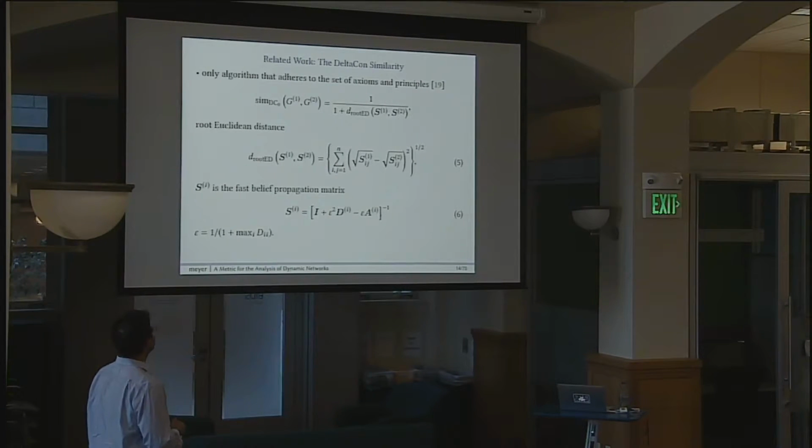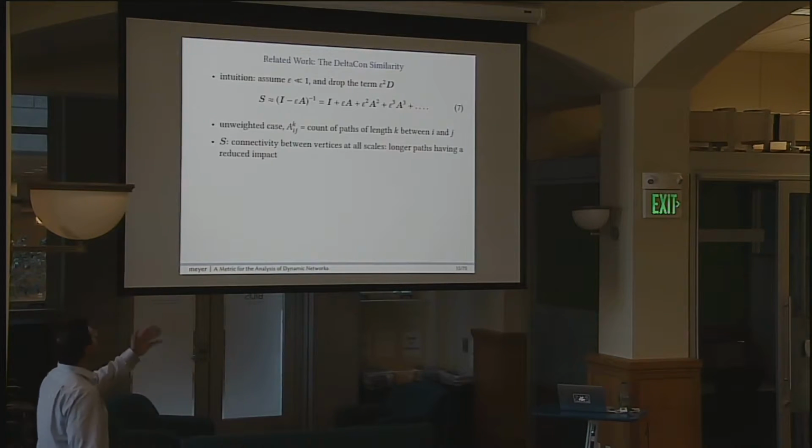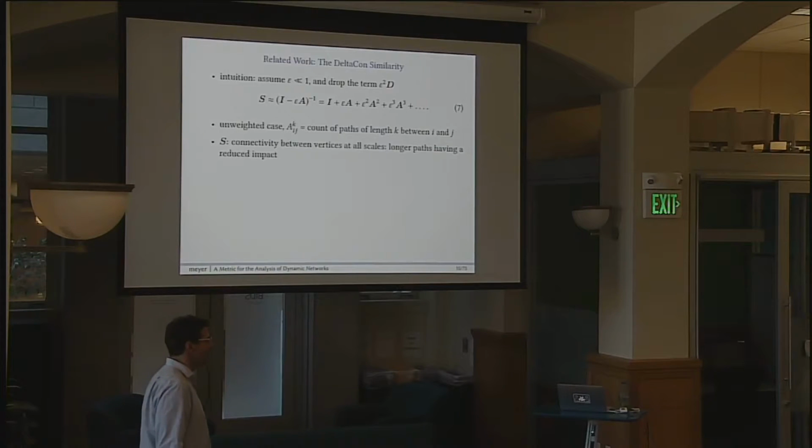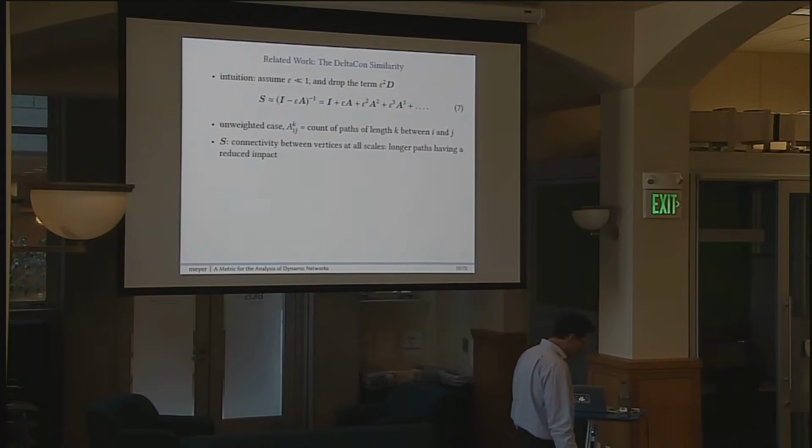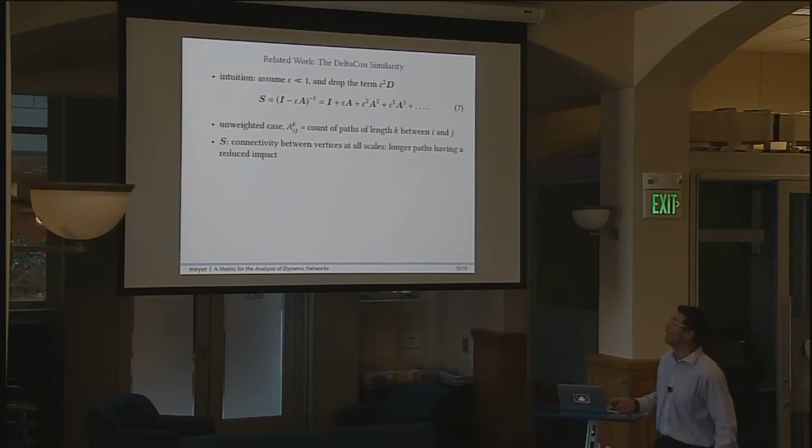And in case you're really unlucky and the highest degree is 0, then you put a 1 here. So let's try to see what this thing is measuring. Let's imagine the epsilon is sufficiently small that we can neglect this term, and we just have the inverse of identity minus epsilon A. So we do a power series expansion here, and we find that what we have is essentially the identity plus an infinite sum of powers of the adjacency matrix.